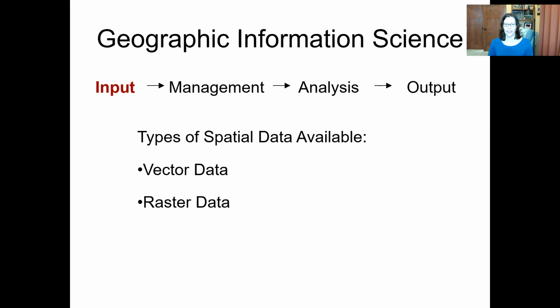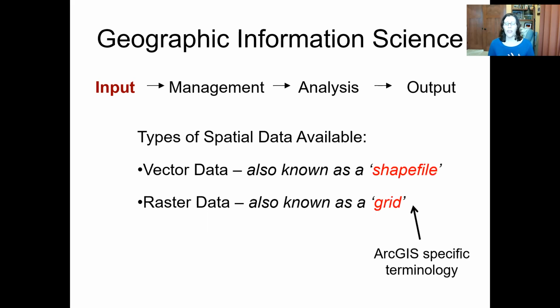So input data, there are two types of spatial data that are going to be available to you. One type is vector data, the other type is raster data. Oftentimes in GIS or in Esri language, so that's the maker of GIS software, we often refer to vector data as shape files, and we often refer to raster data as grids. So you may hear other folks talk about shape files. Those are typically vector data. You may hear folks talking about gridded data, and those are typically raster.